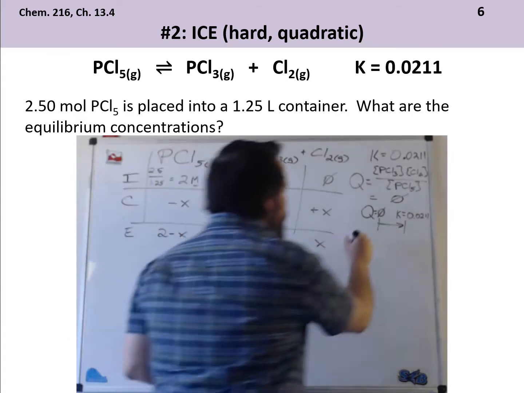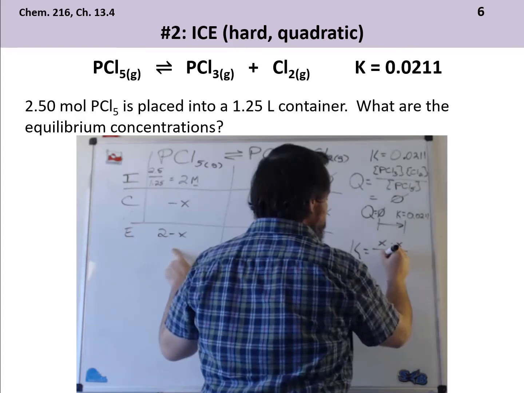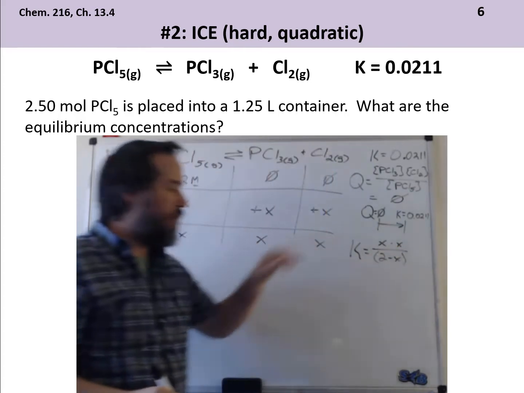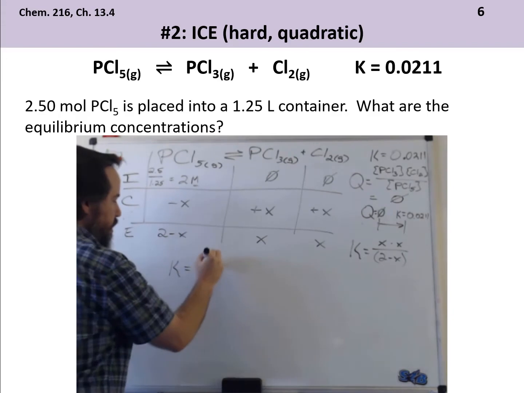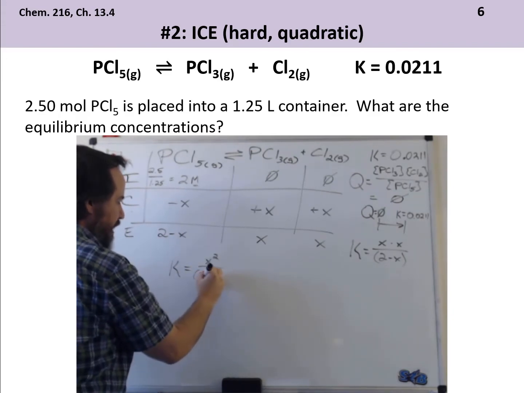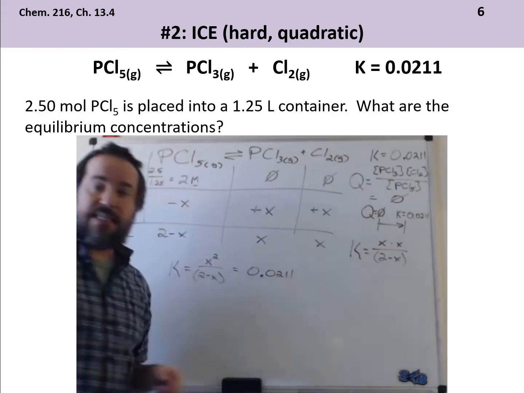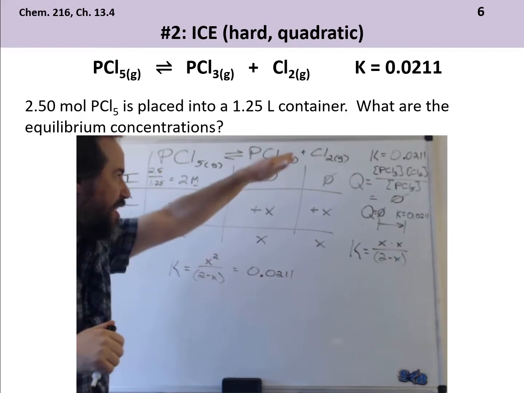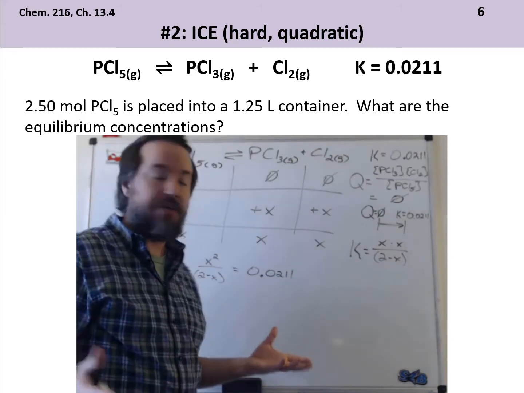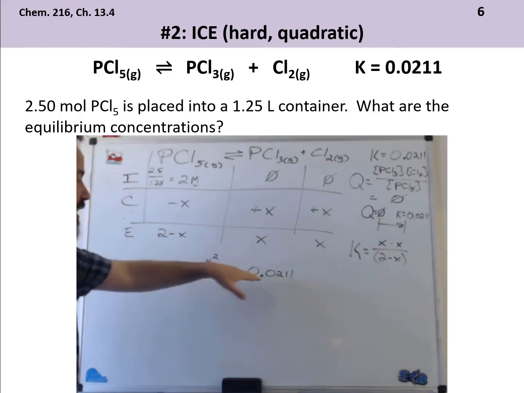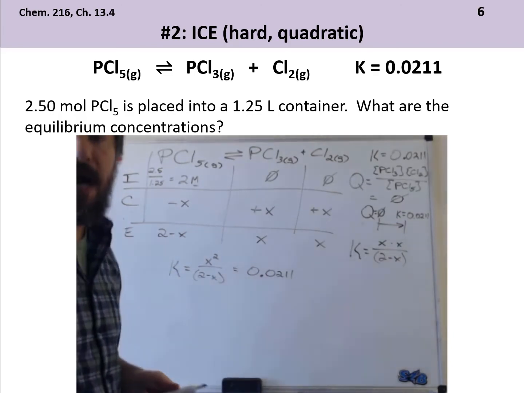Okay? And now I can go ahead and plug these into my K. So this is my K. And now I need to say, all right, that means it's x squared over 2 minus x equals 0.0211. A lot of times people will forget to include the actual value for K. Because if you just have this, you don't actually have an equation. You need to have that other number. Okay, so now I can go ahead and do my work.